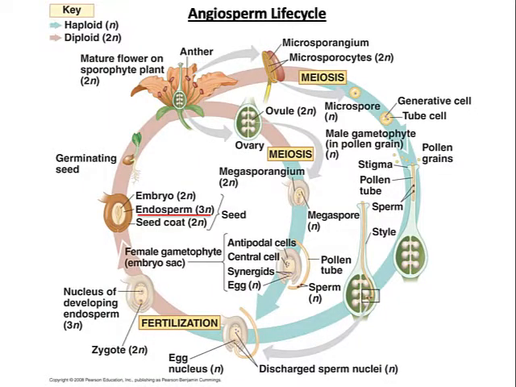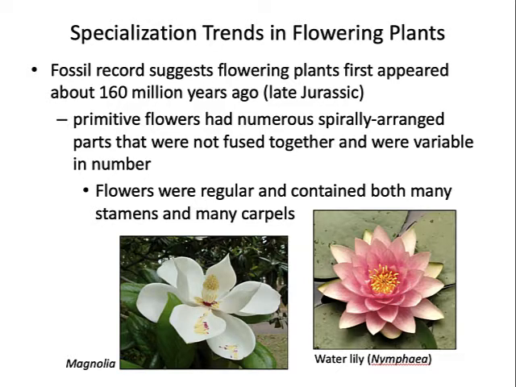This shows us the generalized angiosperm life cycle, of which we should understand all of the steps that we have lectured on in the previous slides. All right, so now we're ready to move into our next stage of the lecture, which is about specialization trends.